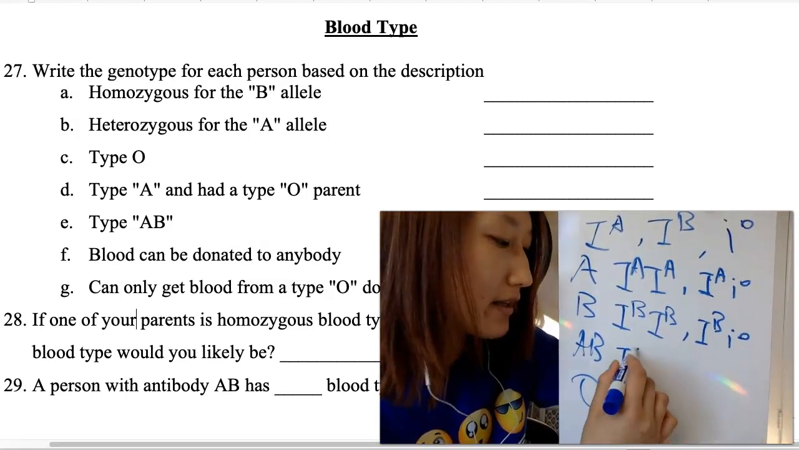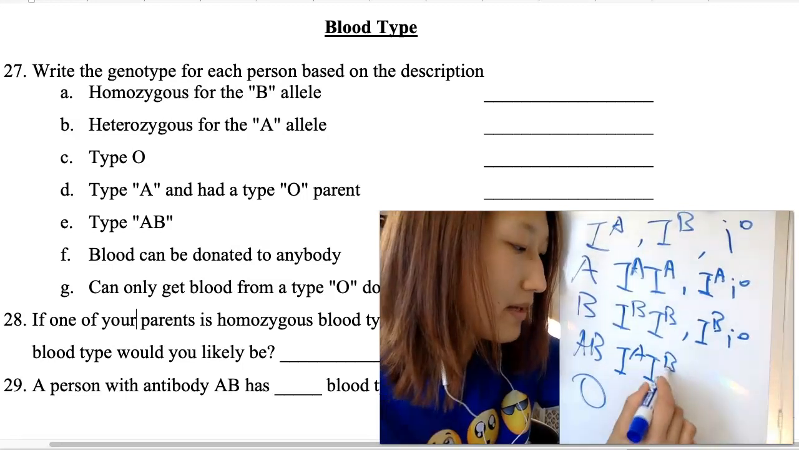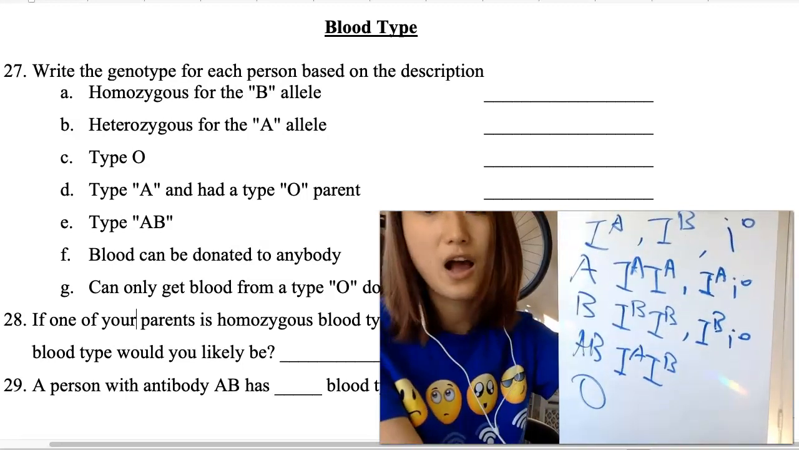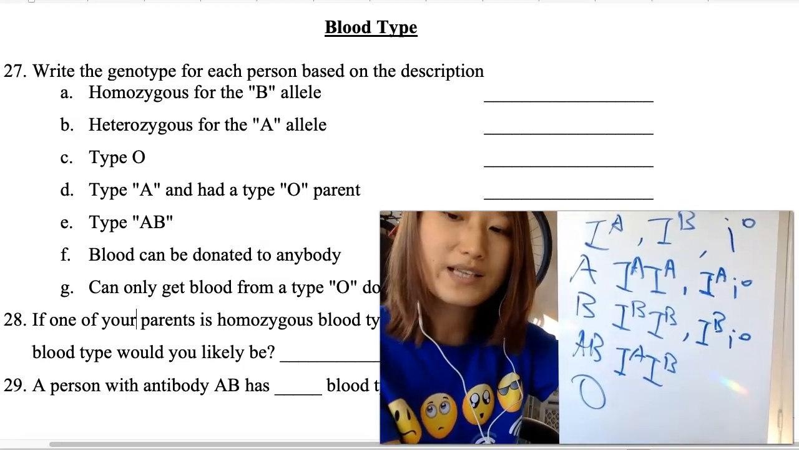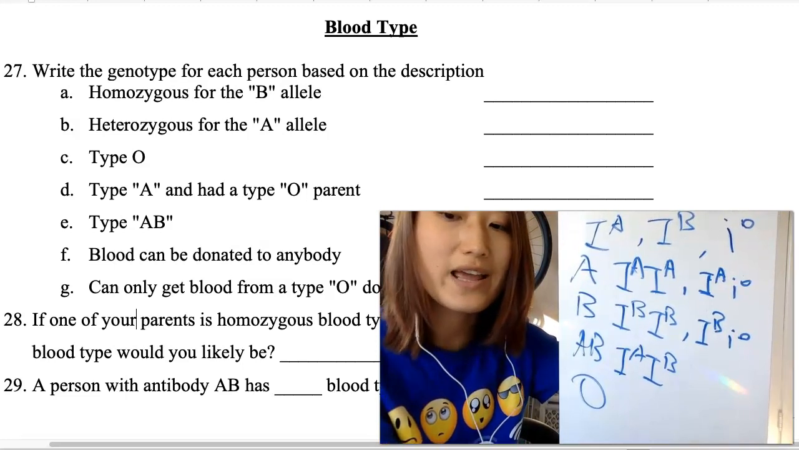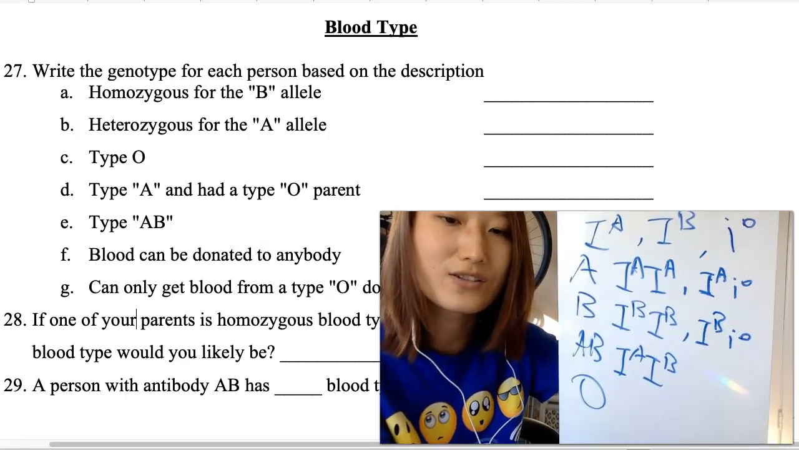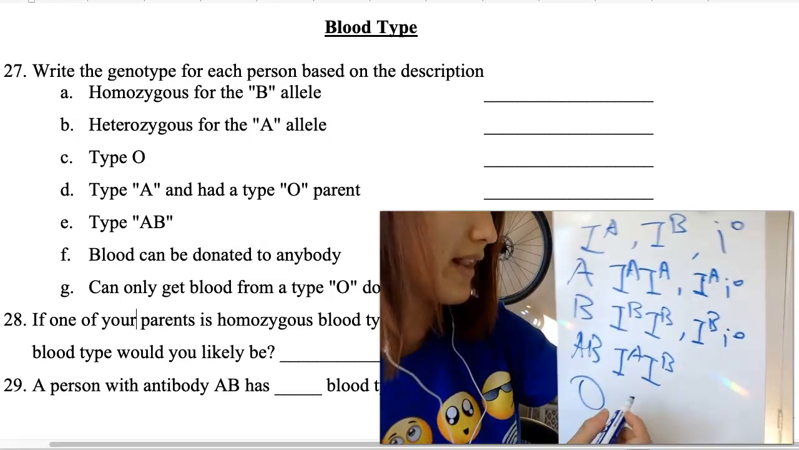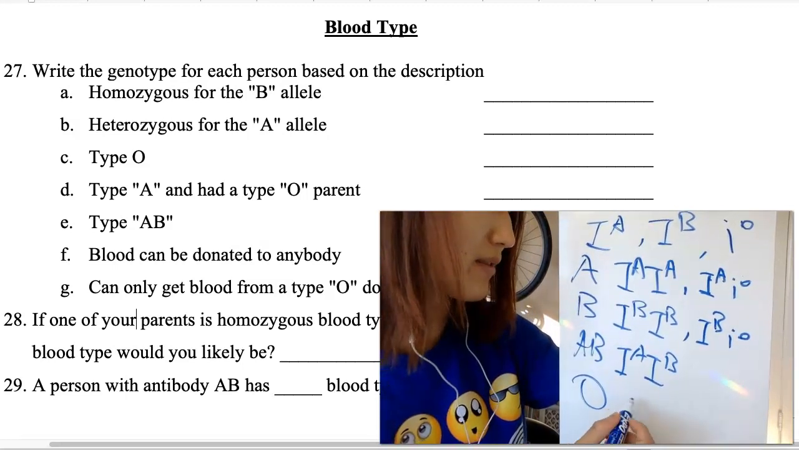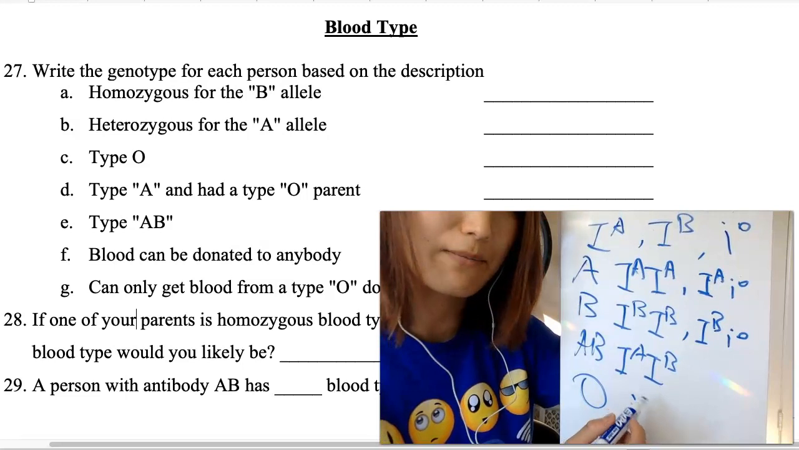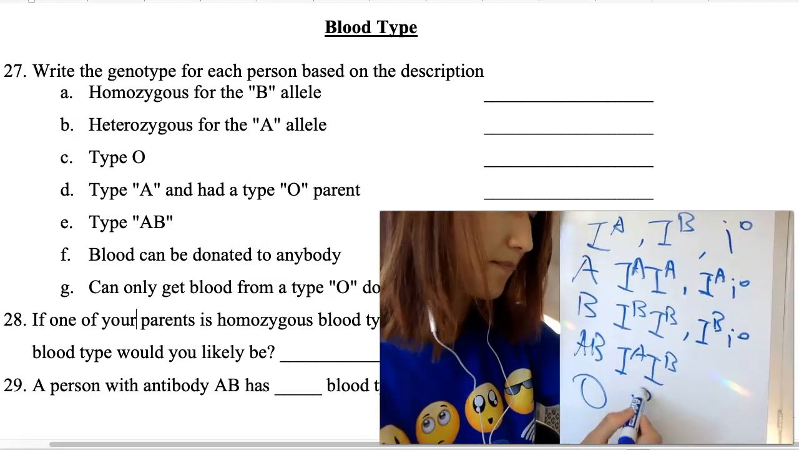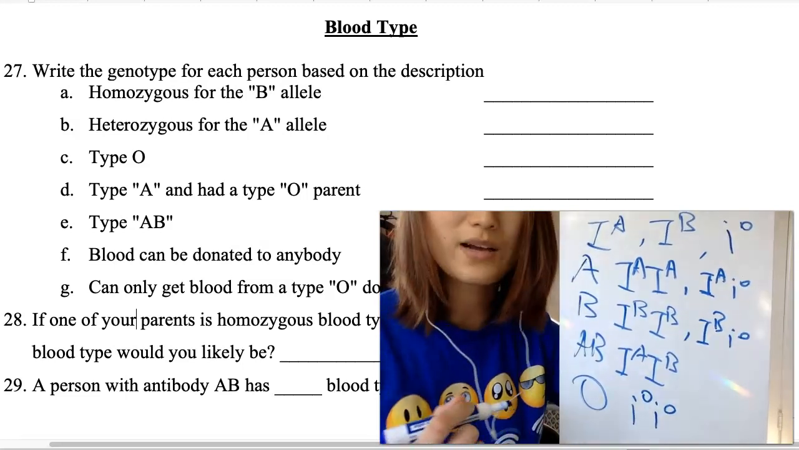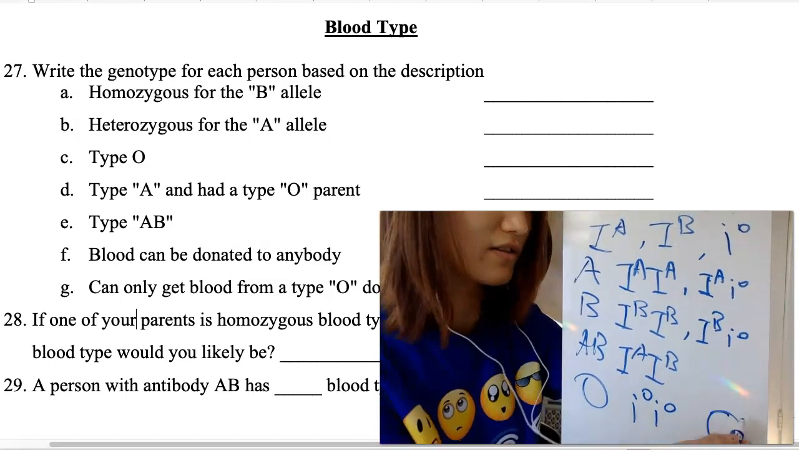With AB, that means you have I^A and I^B at the same time. That is the only way you can have blood type AB. When you have blood type AB, that means you have antigen A and antigen B at the same time outside your red blood cell. Lastly, we have blood type O. The only time you can have blood type O, this recessive trait, is i^O i^O. You will end up with a red blood cell that is nice and smooth. There's nothing on the outside.